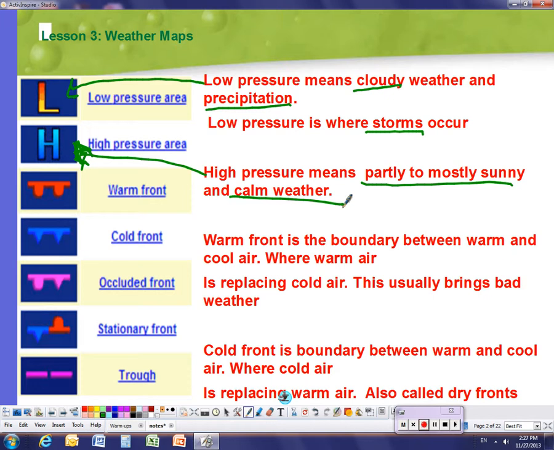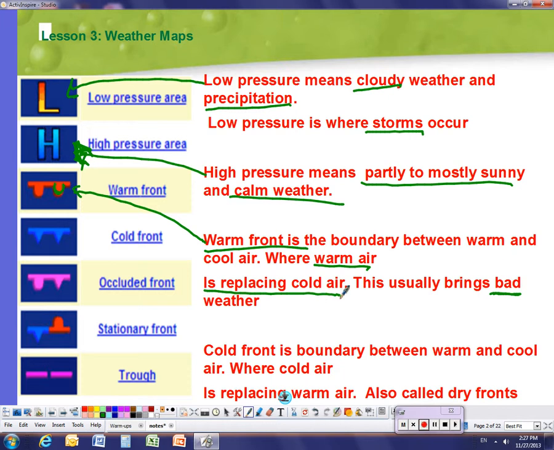Warm front, you think warm front would be like nice and warm and totally awesome, but it's actually bad. So a warm front is a red line with semicircles on it. The warm front brings in the warm air meeting the cold, which is usually bad weather. So warm front is where the warm air is replacing the cold, and it's bad weather.